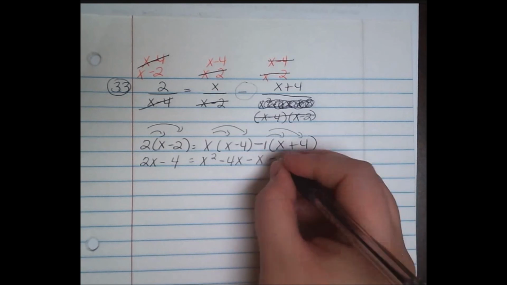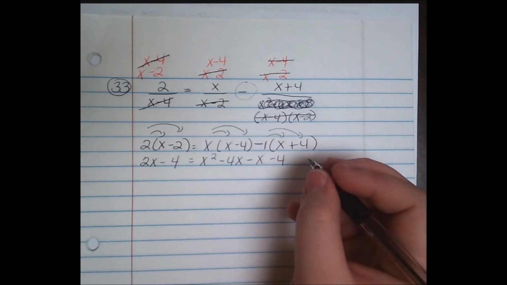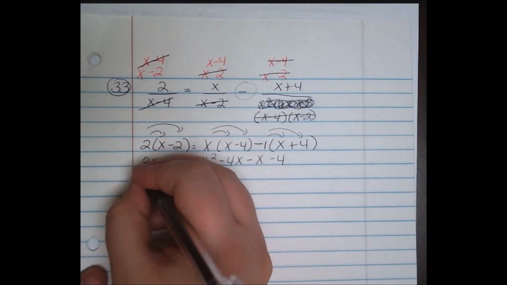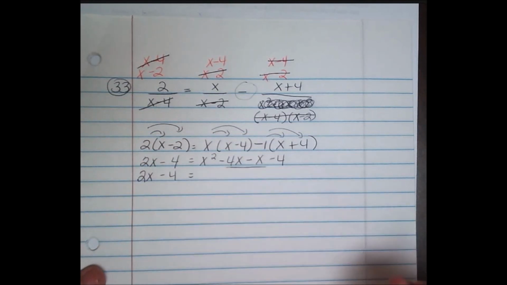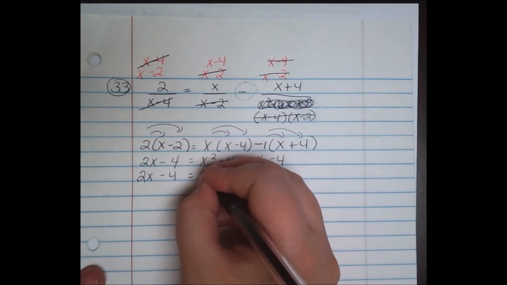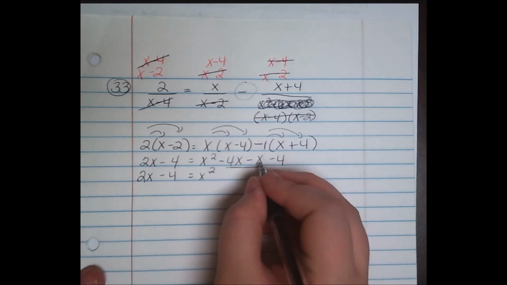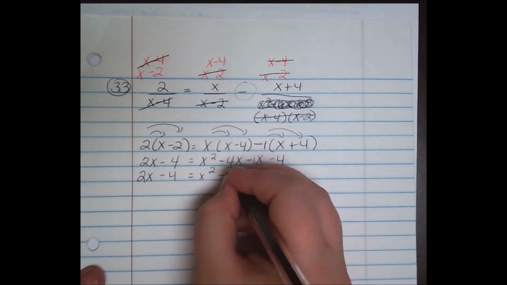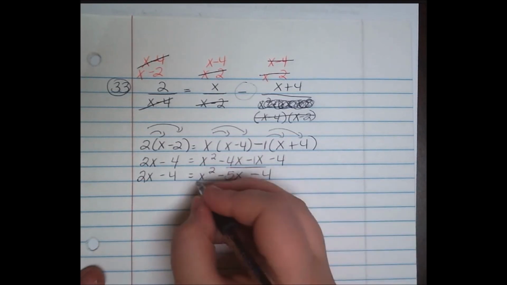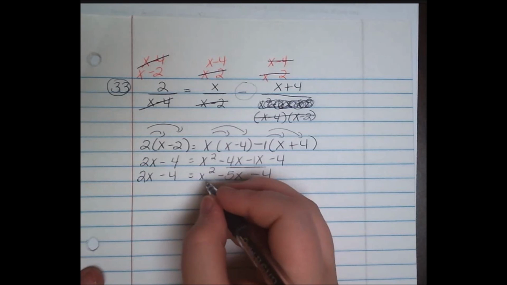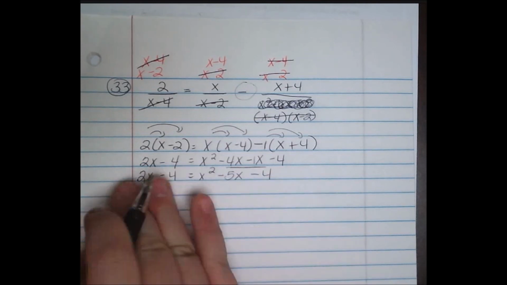So let's combine some like terms. There are no like terms over here to combine, so we're going to combine these two over here. So we have x squared, negative 4x minus 1x is negative 5x. Then remember we have a squared here, so we're going to use that as kind of a gravitational force to move everything from over here over to this side.